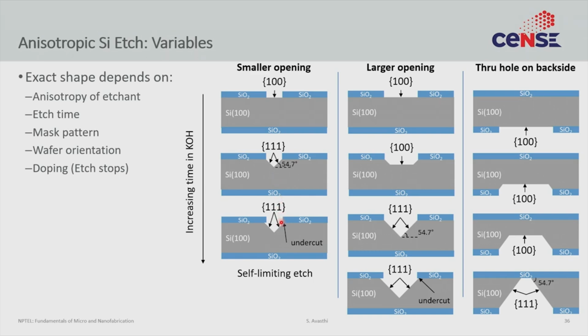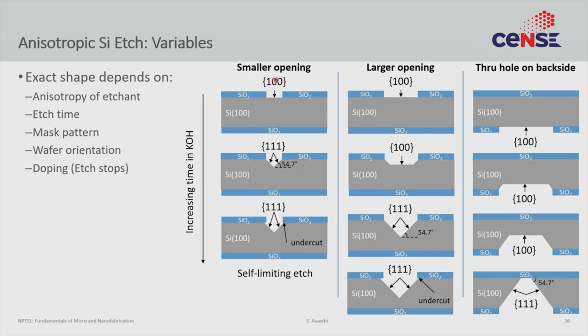So all you will get is an undercut, a little more undercut the longer you keep it, but the shape will not change anymore. The shape will maintain itself because you are exposing 111, which is the slowest etching facet. So this is what is called a self-limiting etch. This is what happens for small openings and long etching times.